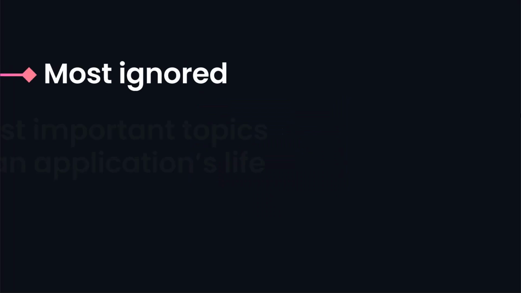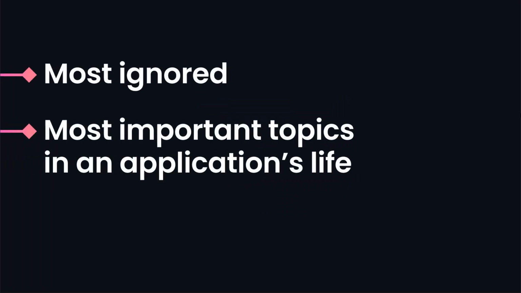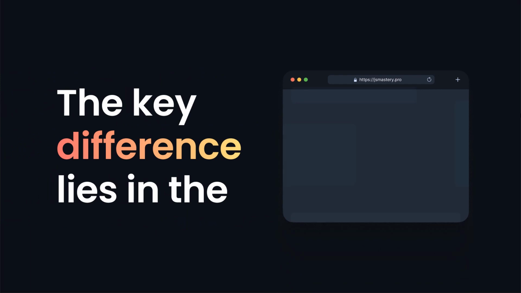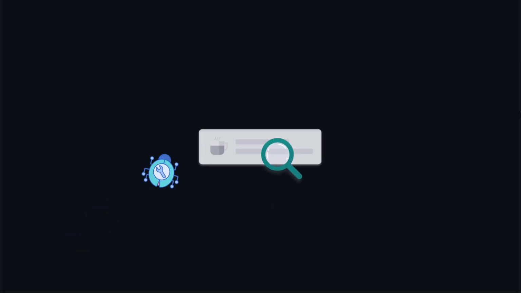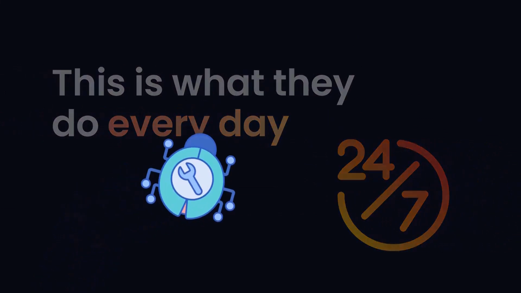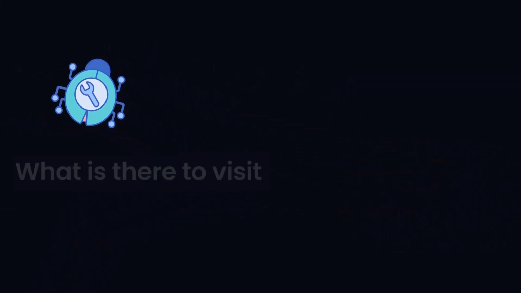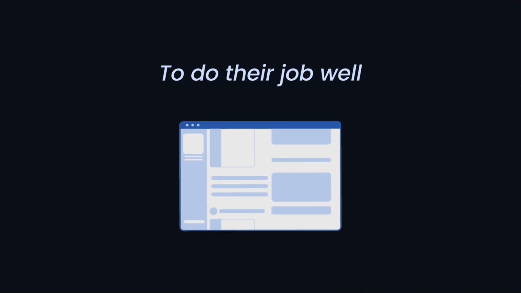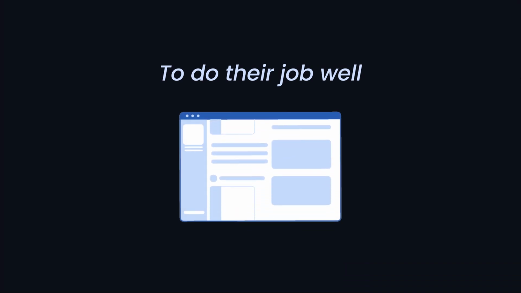Perhaps the most ignored, but also one of the most important topics in an application's life, and the only drawback of React.js. The key difference lies in the rendering approach between Next.js and React.js. Search engine crawlers are like busy visitors to websites. They come and ask for the content of pages. They explore the links on those pages, carefully examining and organizing them for ranking purposes. This is what they do every day, and they get tired, right? They want to quickly know what is there to visit, or they're not going to like it at all. So to do their job well, they need to be able to access the content of the website immediately.